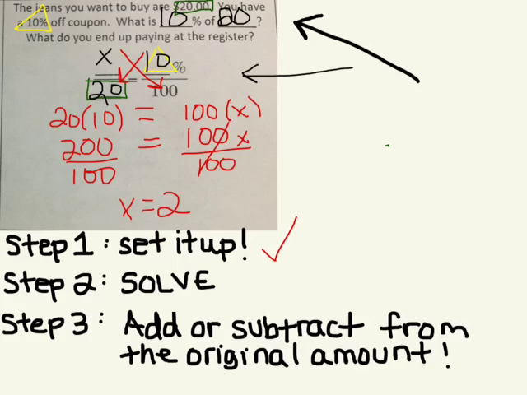Now, is that all we have to do? No, it's not all we have to do. We've solved, but because we're dealing with a discount, and even if we are dealing with a tip, we need to add or subtract from the original amount.